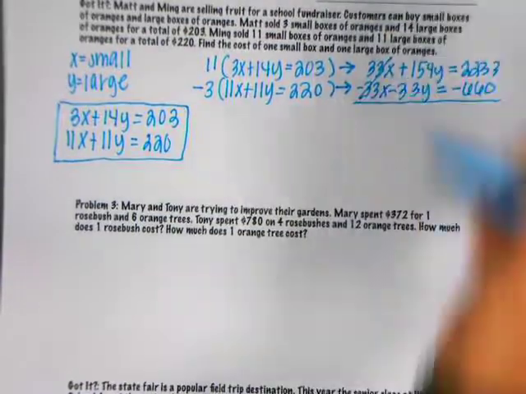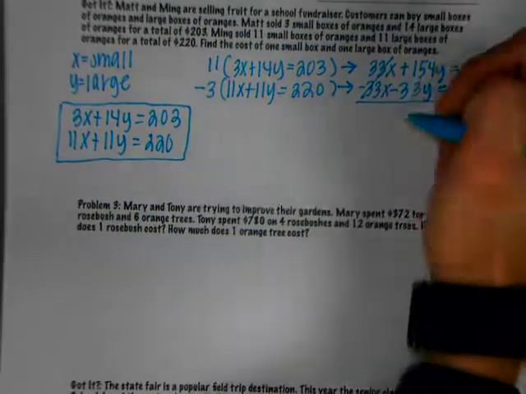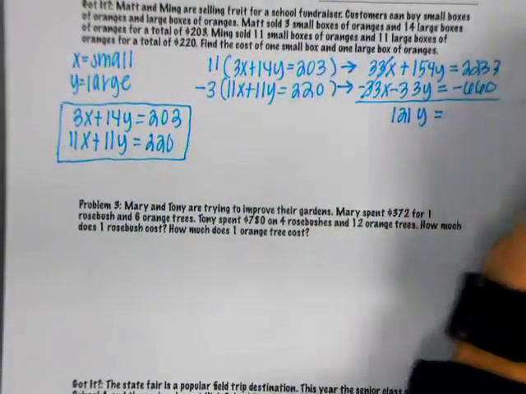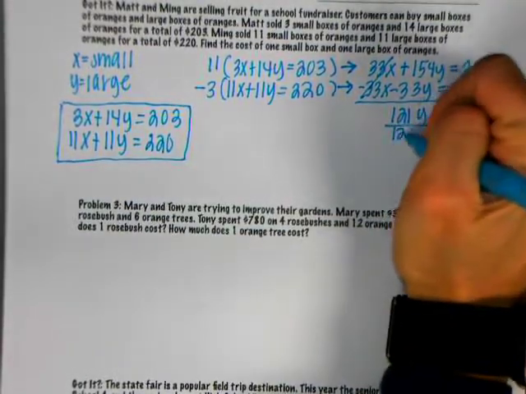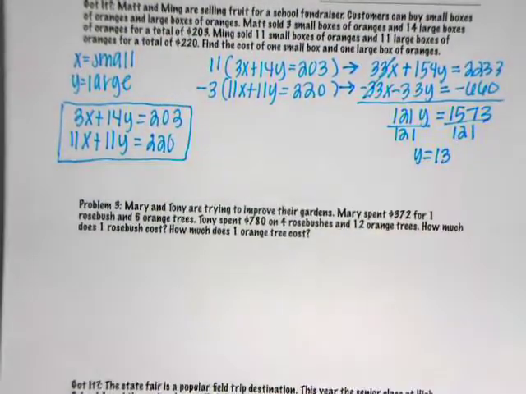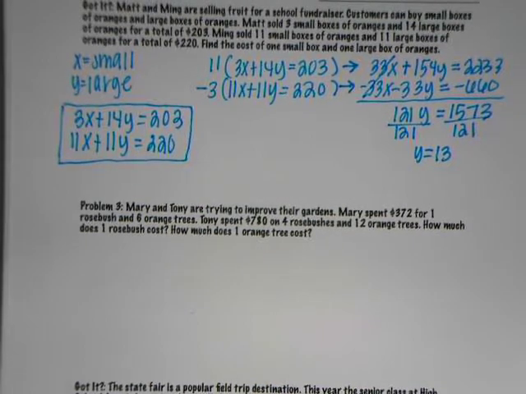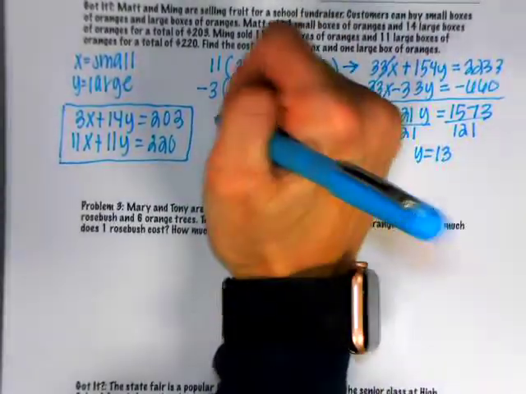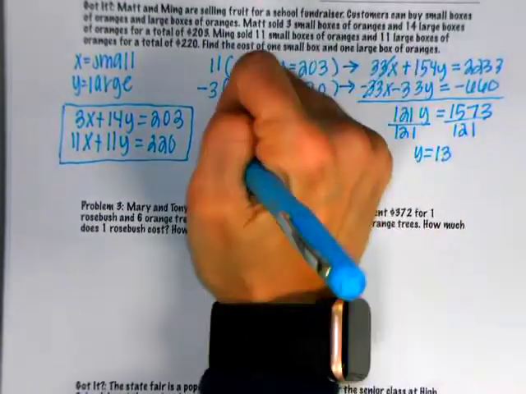Perfect. All right. Is it 121? 121y equals 1573. So y equals 13. All right. And then I'll just do the top one, I guess. 3x plus 14y equals 203 and plug that in.